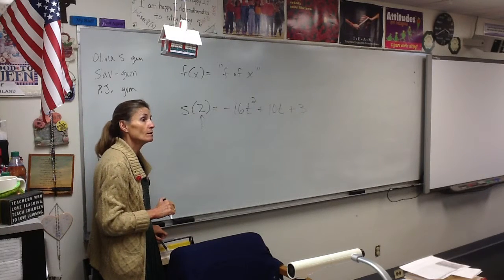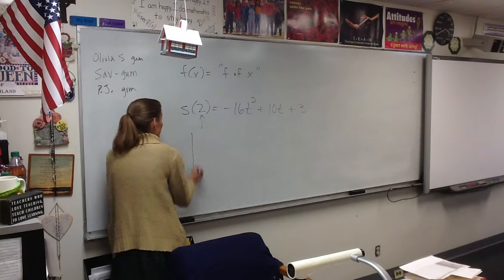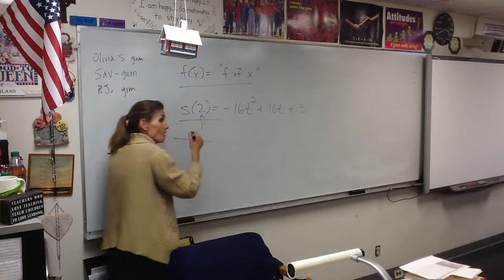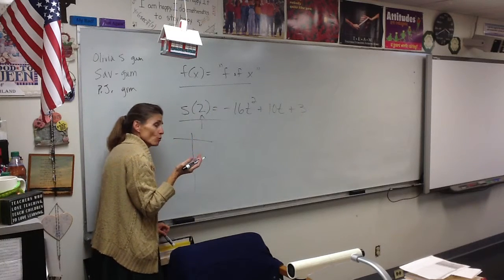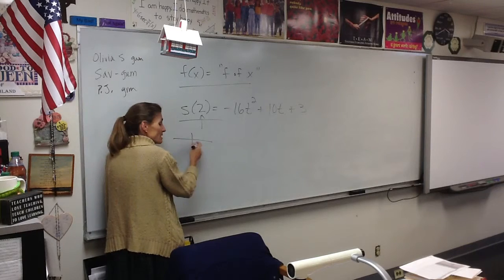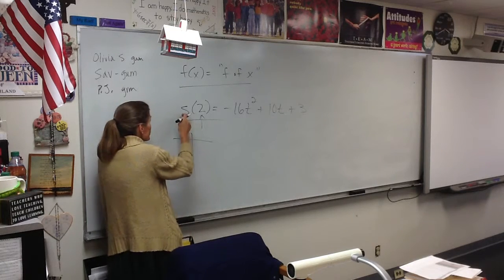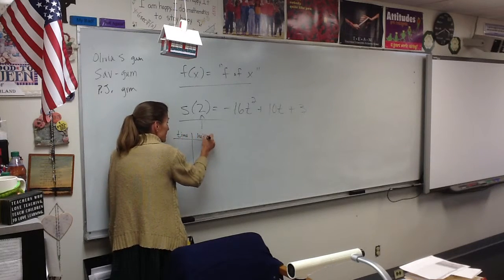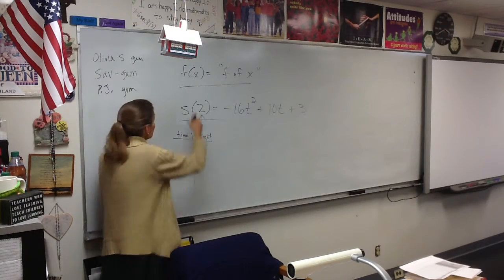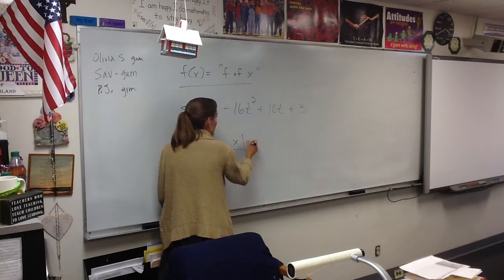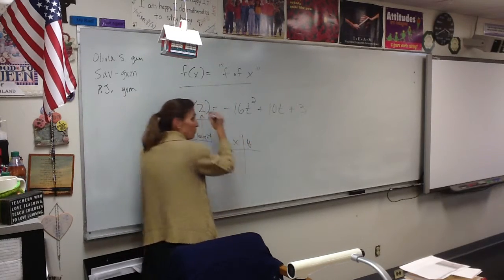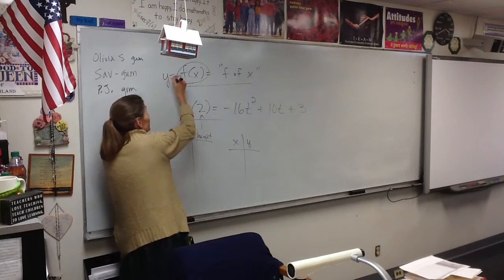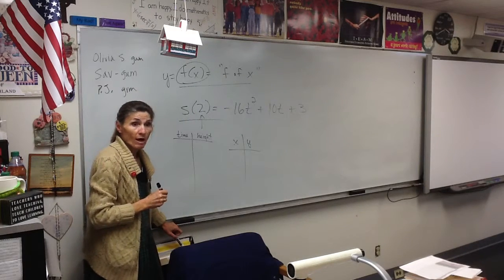Bailey? A table of values, because this notation actually represents a set of ordered pairs. You have your inputs and you have your outputs. So in terms of this, the inputs would be the time and the outputs would be the height, right? In terms of this one, the inputs would be the x's and the outputs would be the y's, because f of x is just a different notation for y, right?